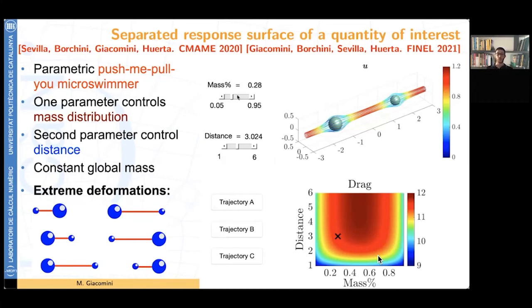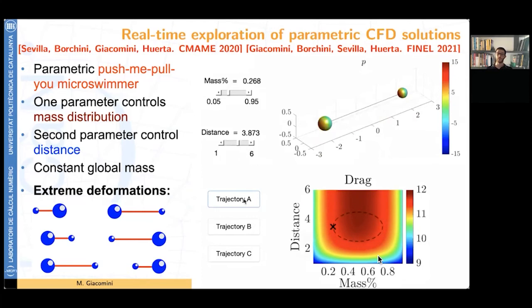So what I'm showing you here, the video started, yes, perfect, are these two sliders over here, which control the mass distribution and the distance between the two spheres. And here I'm representing online, so this is a real-time evaluation of the solution with the different geometric configuration associated to these parameters and the velocity streamline of the problem. And at the bottom, you see that in real time, there's an evolution of the drag coefficient for the value of the parameter studied. So we are able to construct what we call separated response surfaces for the quantity of interest, which in this case is the drag. But we can actually do more, which is perform real-time exploration of parametric solution.